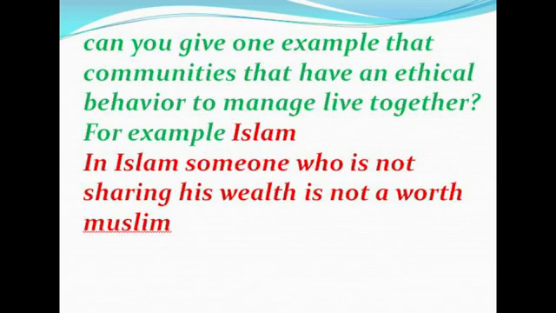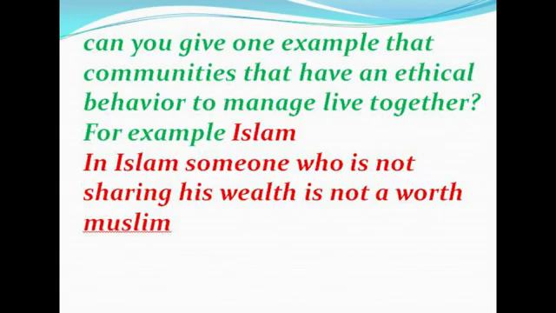Look, for example, wealth sharing is a basic tenet of which religion? Wealth sharing is a basic tenet of the religion itself. Of all religions, which religion? Islam. In Islam, someone who does not share his wealth is not a worthy Muslim. He's not a good Muslim.